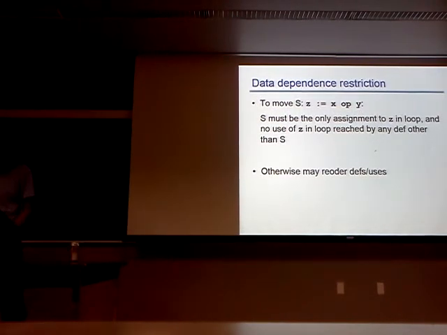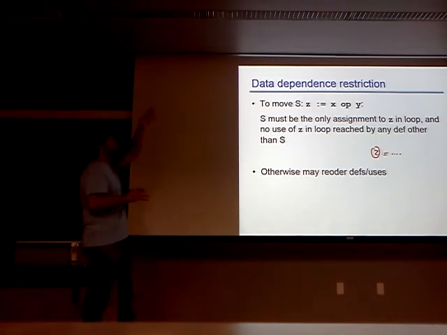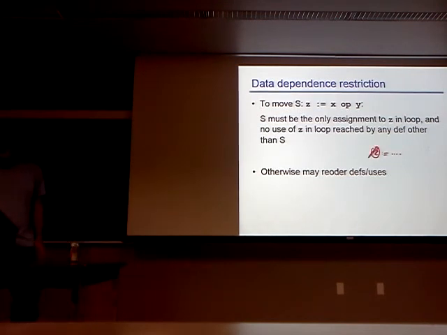So the idea here is that you have to have only one assignment to the Z, and if you look at all of the Z's being used in a loop, this is the only definition that reaches it, because if there's more than one, then by moving it out of the loop, you risk reordering things, okay? And so it turns out that this is a complicated thing.